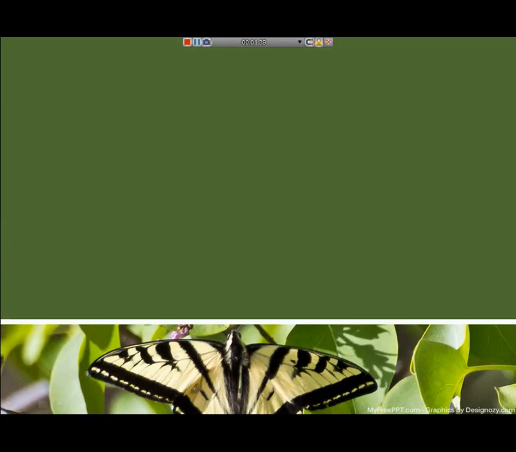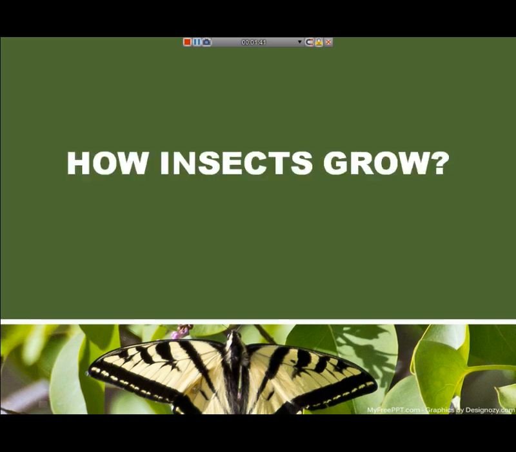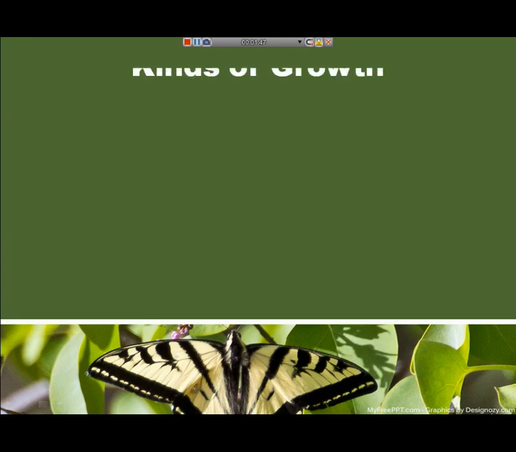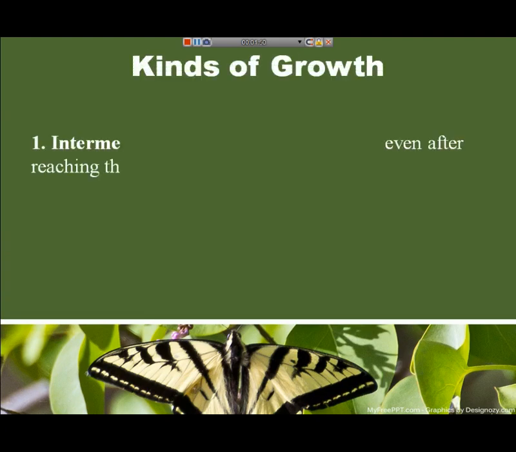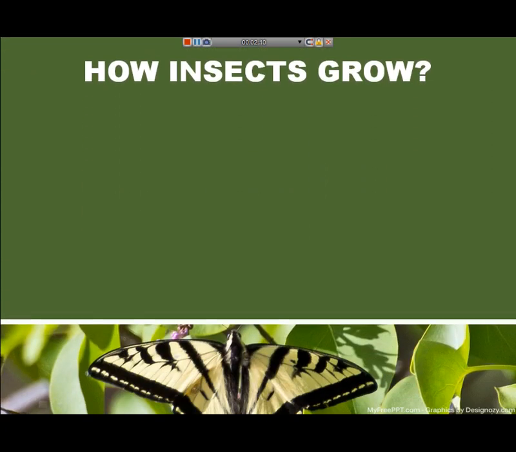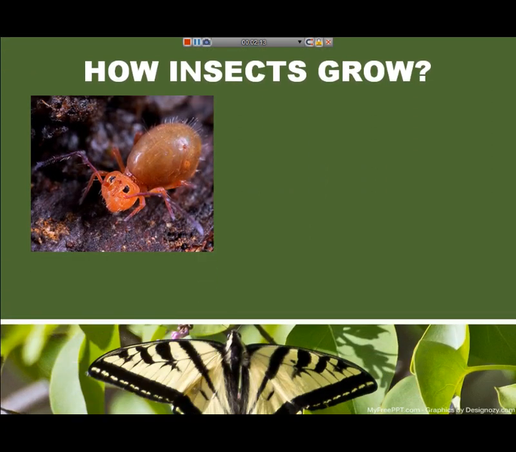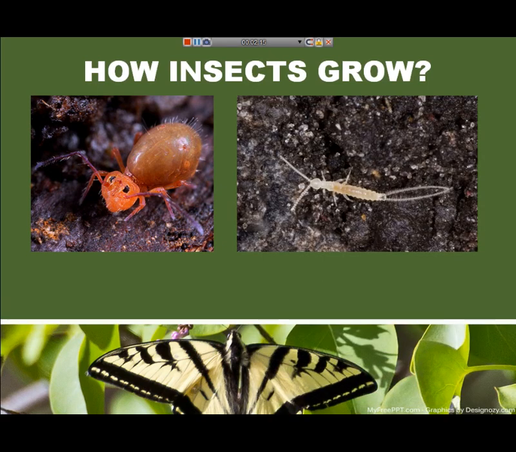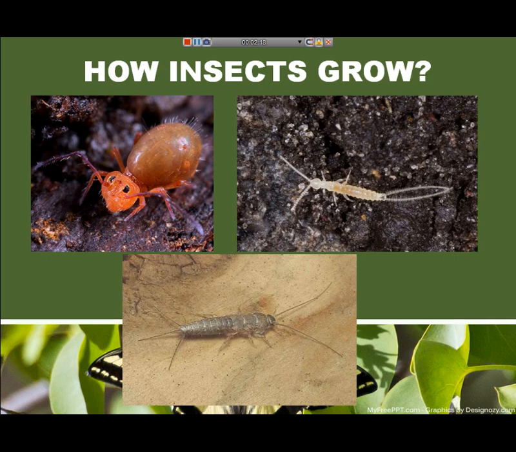This time, let us try to know, how do insects grow? There are two kinds of insect growth. First is the intermediate growth. Insects that have intermediate growth continue to molt even after reaching the adult stage. Here are some examples of insects that exhibit intermediate growth. First are the collembolans, next are the diplurans, and the next one is the thysanurans.